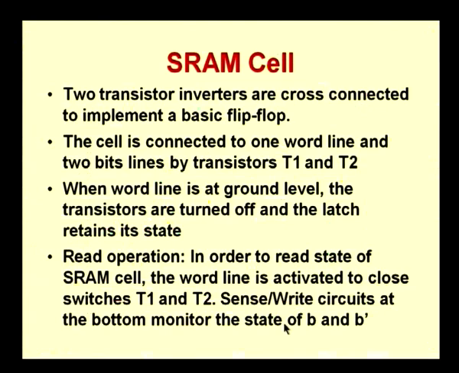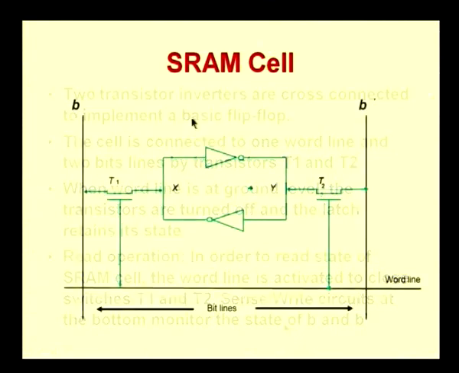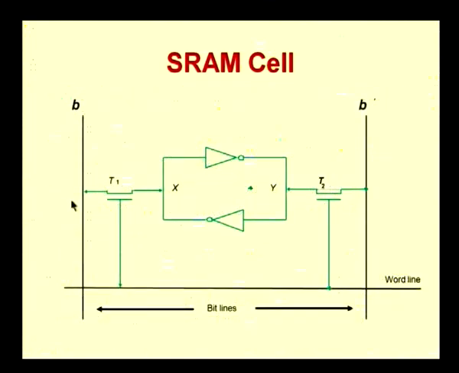Okay. So you can see it is basically just a simple flip flop kind of a circuit that is inside, with a pair of transistors which is used to sense the output of this flip flop. That is all that we have as the basic SRAM cell.